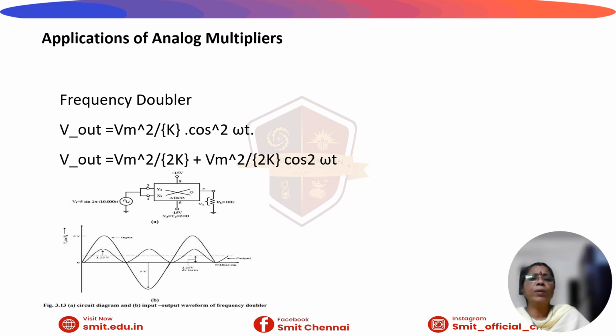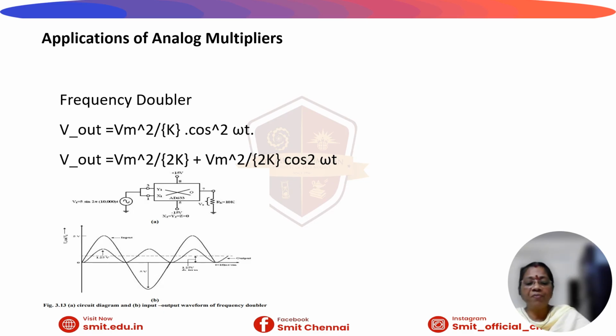So if you filter out the DC component, you will get an output voltage at double the frequency of the input signal. The operation is that a single sine wave is given to both the x and y inputs of the analog multiplier. Using the trigonometric identity, Vout is equal to Vm square by 2Vref into cos 2 omega t, which is the squaring operation, Vout equal to A sin square omega t by Vref.